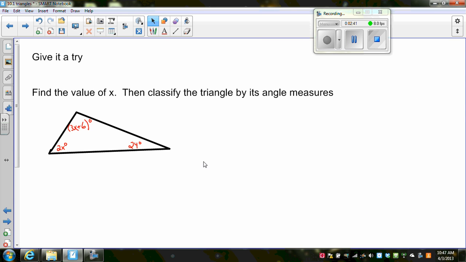So I'd like you to use that and try this example below. So we have 3x plus 6, a 2x, and a 24-degree angle. Can you find the value of this angle and this angle here? So go ahead and try to use the methods used in the previous problem to solve this.